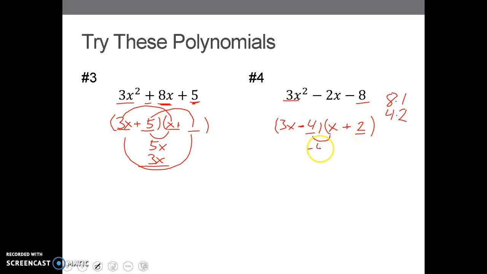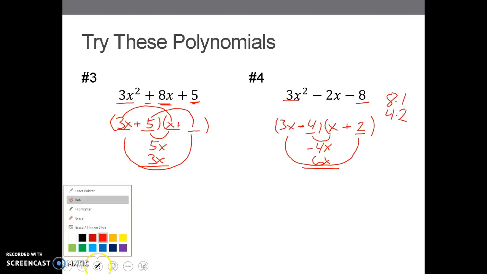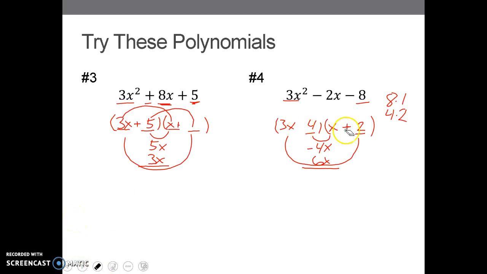This is now negative 4x. And then when I take 3x times 2, that gives me a positive 6x. And I'm close. Negative 4 plus 6 gives me a positive 2. I want it to be a negative 2. So what I'm going to do is just switch the signs around. I'm going to get rid of this negative sign and this plus sign. And if I switch them around, I will have a positive sign here and a negative sign here. That's going to make this 4x a positive 4x. 3x times negative 2 is going to make this a negative 6x. And now I have what I want in the middle, which is a negative 2x.